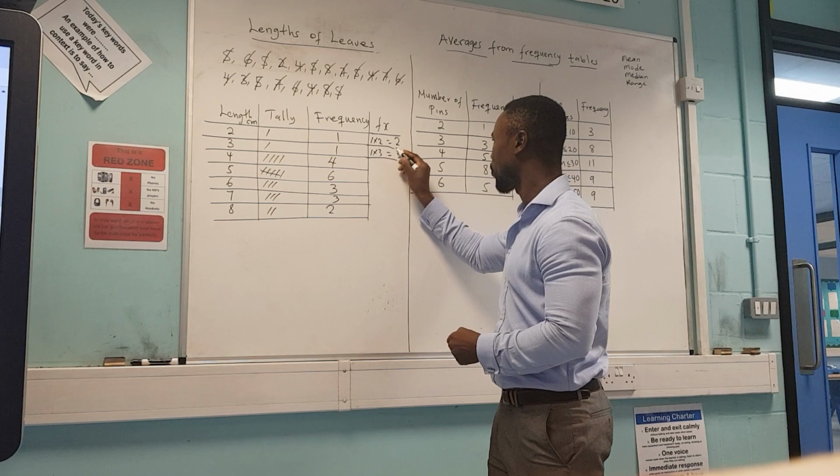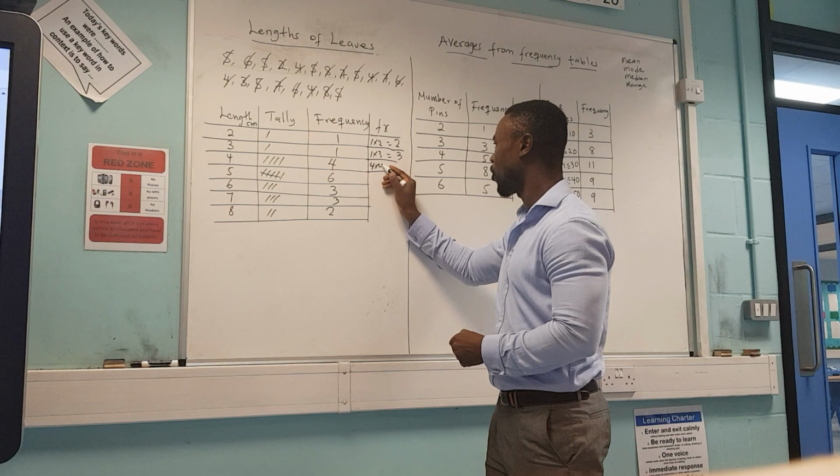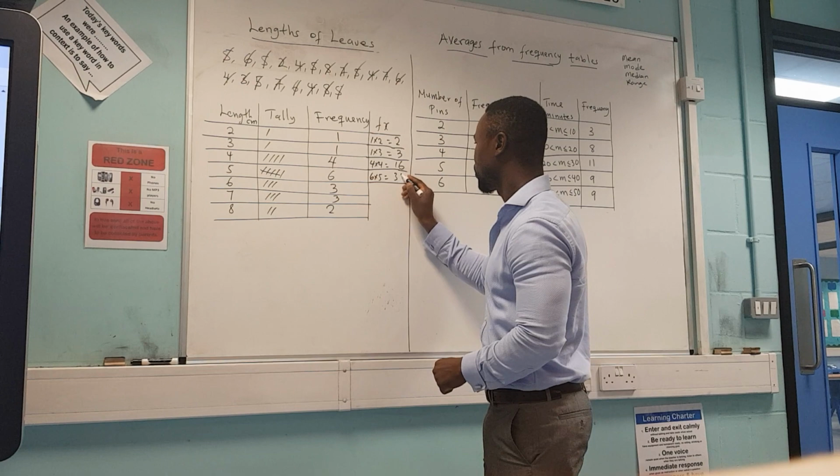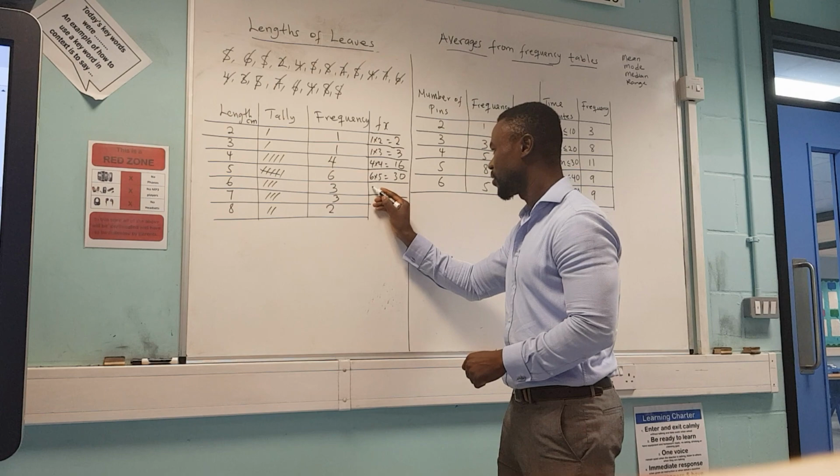You do it for that, 4 times 4, so we have 4 times 4 equals 16. You go to this side, we have 6 times 5, so that gives us 6 times 5 equals 30. Okay? The next one, 3 times 6, so we have 3 times 6 equals 18.